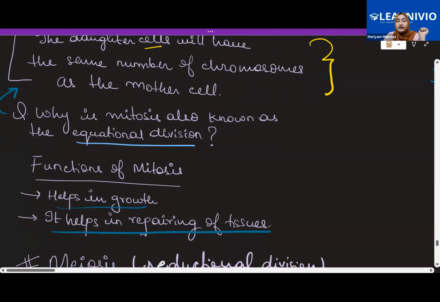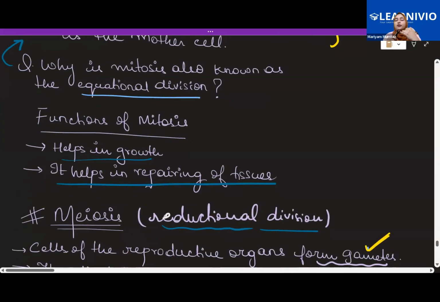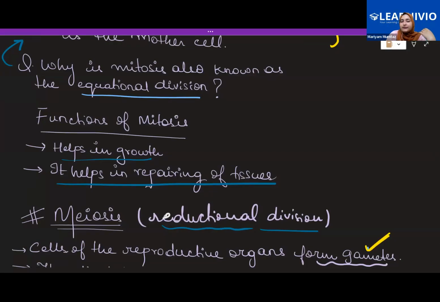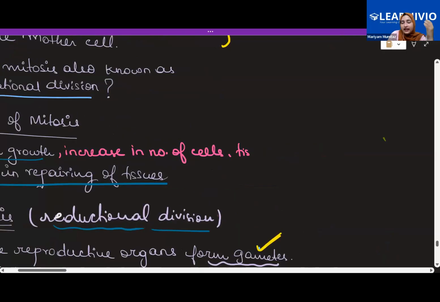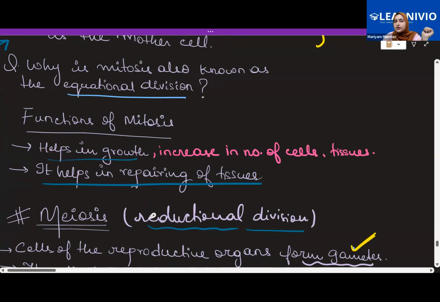Now, talking about the functions of mitosis. Where is it required? Wherever there is a requirement for growth, increase in length, increase in number of cells, and repairing of tissues. Wherever that is required, mitosis will be required. Clear?